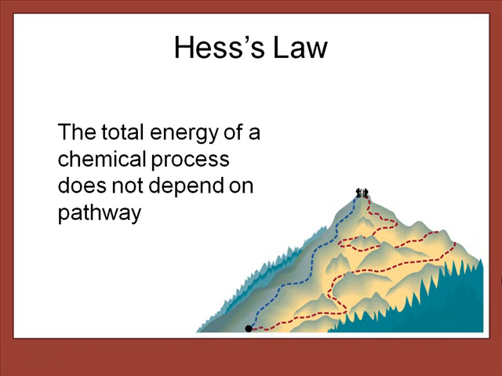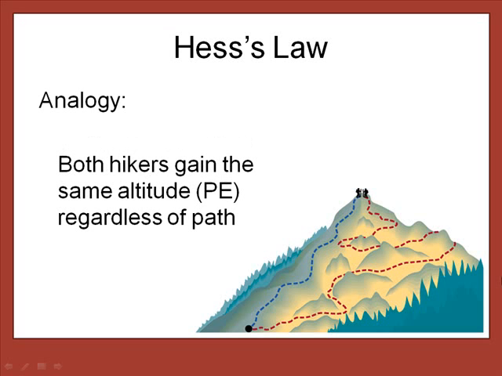reaction doesn't really depend on the path. So if we have a chemical reaction that we could do in one step, or we could get the same products but do that in 3 or 4 steps, the total amount of energy is the same. The analogy here with these hikers trying to get to the top of this little mountain is that both hikers, if they start at the same point, and one just hikes straight up the mountain, the other one takes a little bit more of a scenic path, they're both going to gain the same altitude, they're both going to have the same potential energy at the end of their trip.